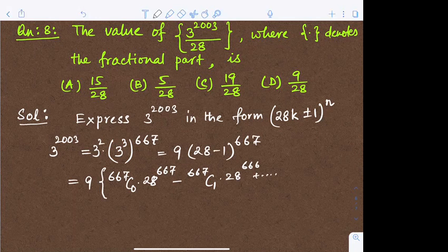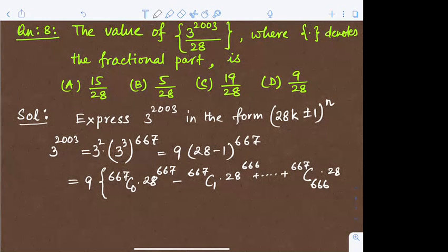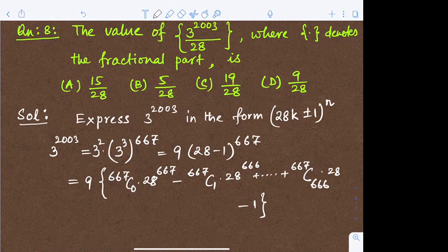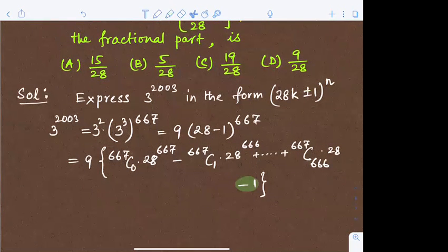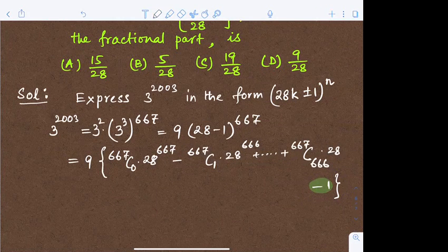And what will be the second last term? Second last term will be 667C666 into 28. The last term is with minus sign, just 1. So now, if you divide this expression by 28, all terms except the last term are divisible by 28. So what are you going to do with that? That means what will be the remainder now? What will be the fractional part if I divide by that?